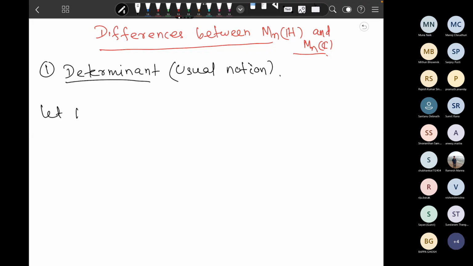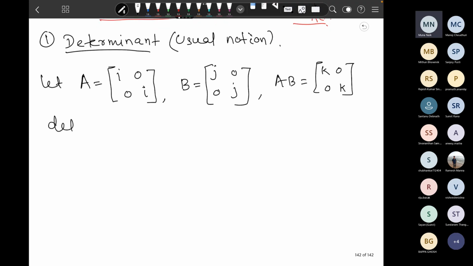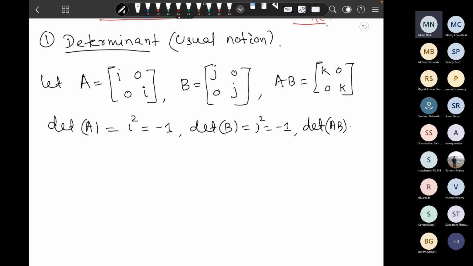Let A be equal to diag(i, i), and B equal to diag(j, j). Then AB, where i multiplied with j is k, will be diag(k, k). Now what is the determinant of A? The determinant of A is i squared by the usual rule, that will be minus 1, and the determinant of B is similarly j squared, which is -1, and the determinant of AB is -1.